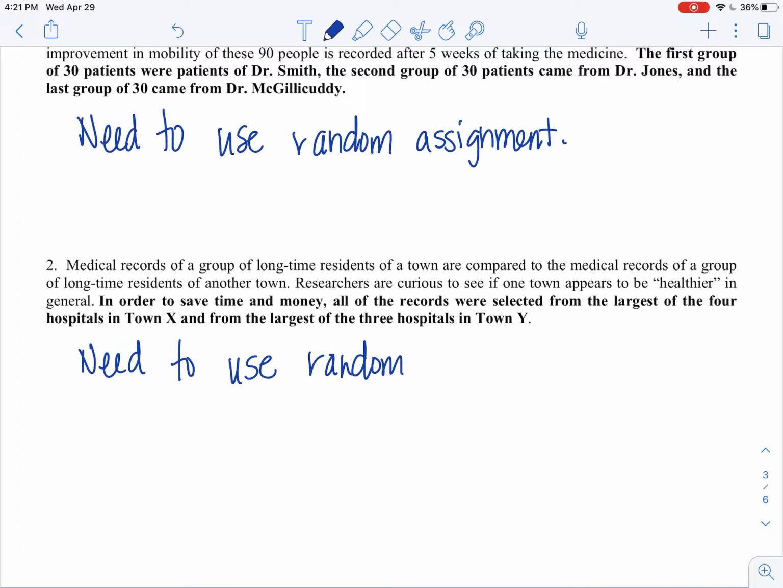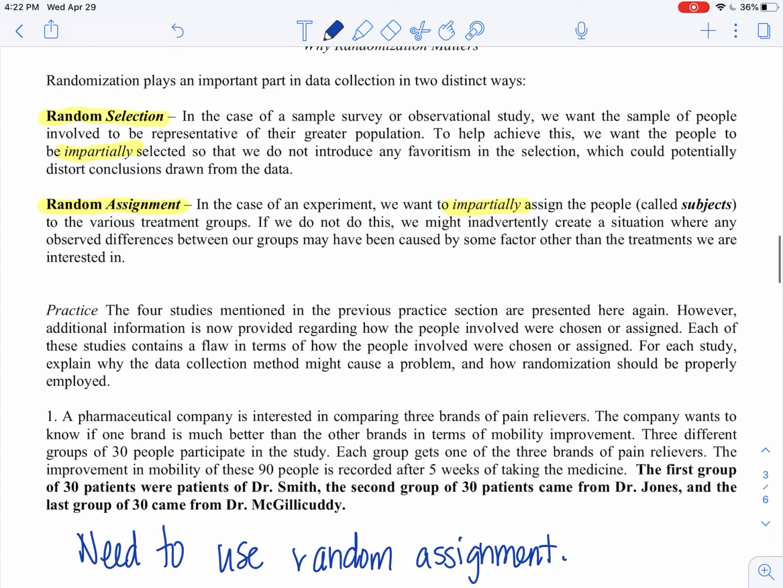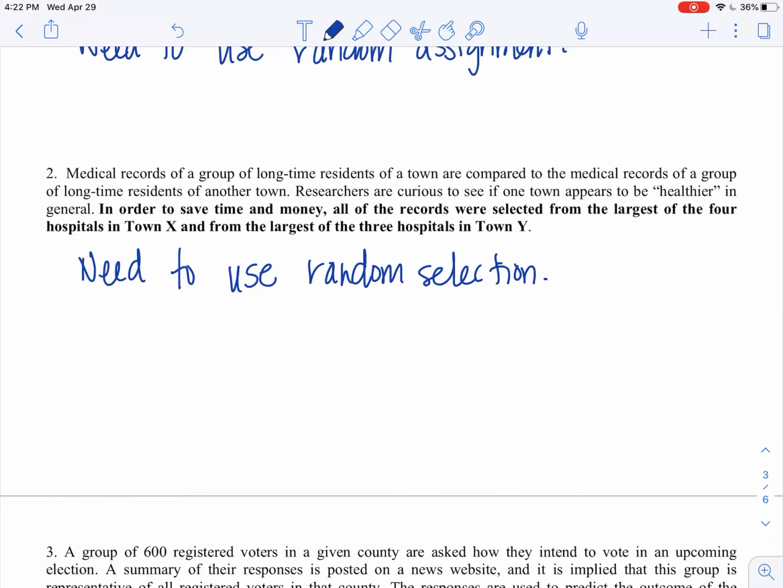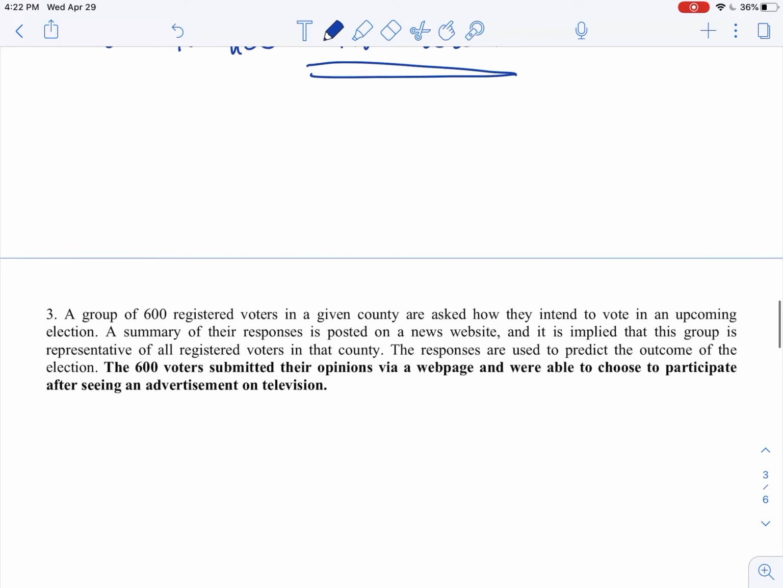We need to use, okay, random selection. Okay, as I had mentioned up in the top. We can't introduce favoritism. Like what if the largest of the 4 hospitals in each county are the richest people in those counties? Those people's health is not going to be the same as people who are in more poverty-stricken areas. So you need to be representing the entire population if you're trying to draw conclusions about the entire population. And again, that's the whole purpose of random selection.